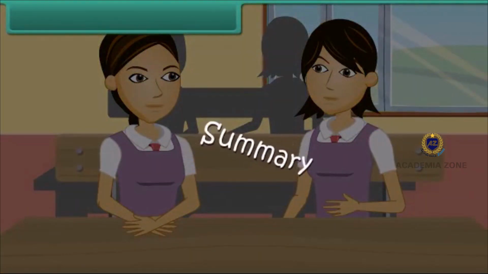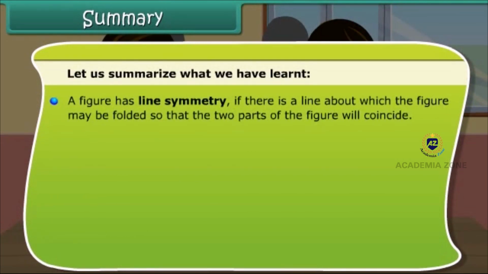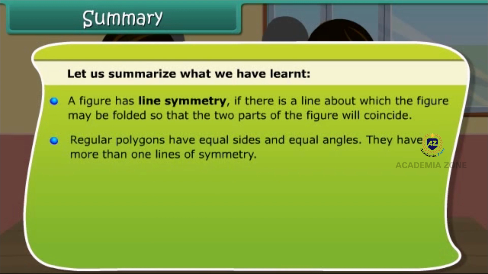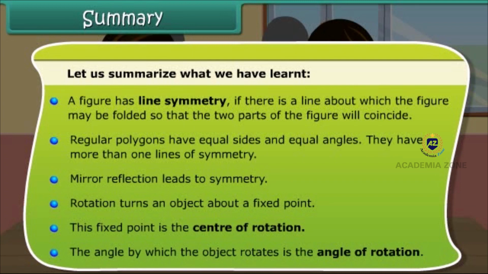Summary. Let us summarize what we have learned. A figure has line symmetry if there is a line about which the figure may be folded so that the 2 parts of the figure will coincide. Regular polygons have equal sides and equal angles. They have more than 1 line of symmetry. Mirror reflection leads to symmetry. Rotation turns an object about a fixed point. This fixed point is the center of rotation. The angle by which the object rotates is the angle of rotation.